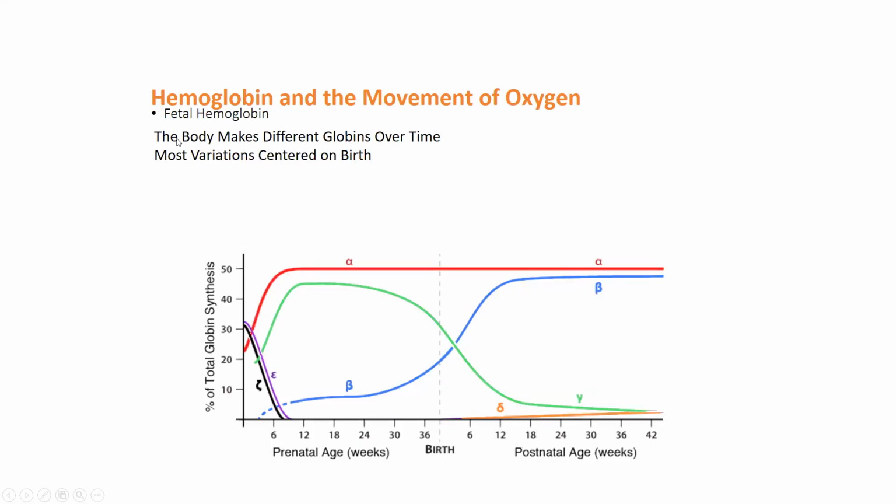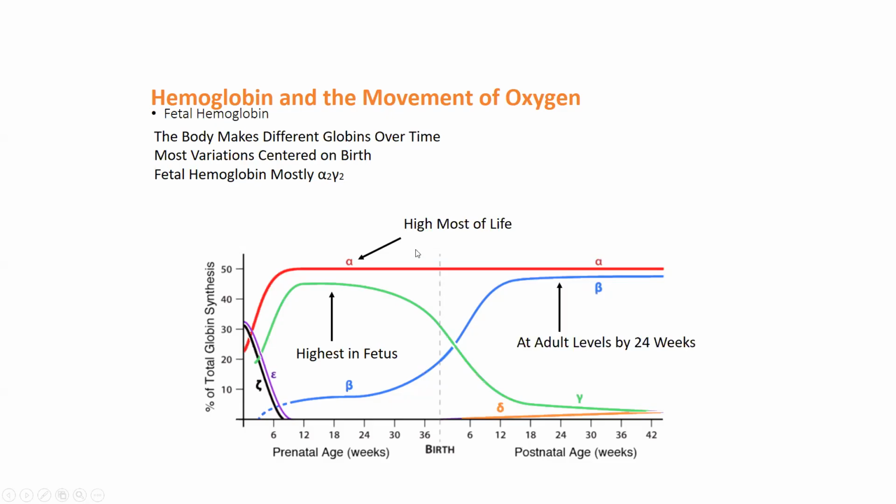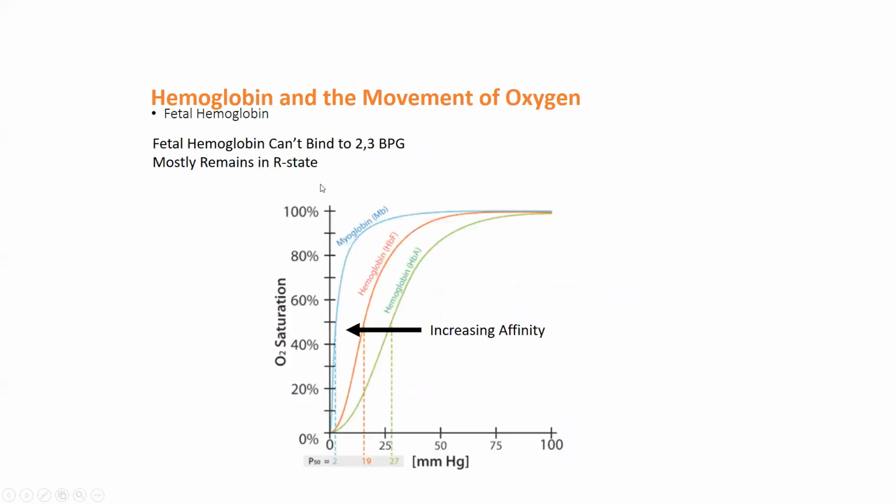So fetal hemoglobin. The body makes different globins over time, and the fetal hemoglobin is not two alphas and two betas, it's two alphas and two gammas. And these are the subunits that are found in the blood, but this is all not important. What's most important for you is to remember that adult hemoglobin is 2 alpha and 2 beta, while fetal hemoglobin is 2 alpha and 2 gammas. Fetal hemoglobin can bind to 2,3-biphosphoglycerate. It remains in the R state.